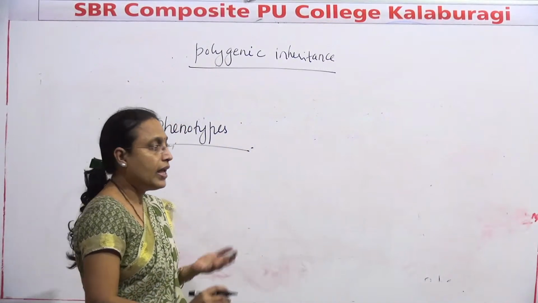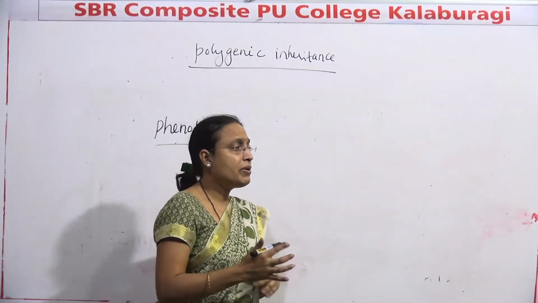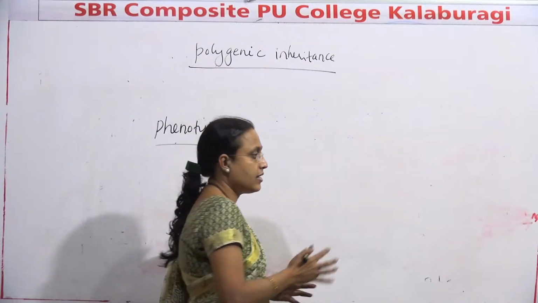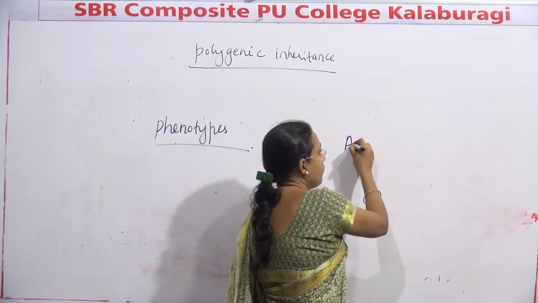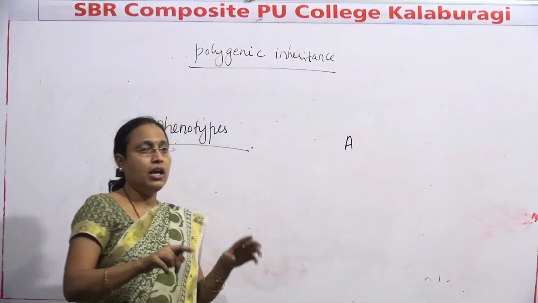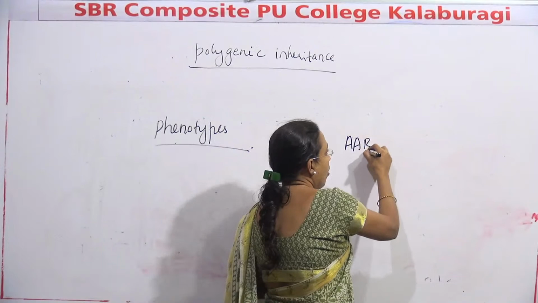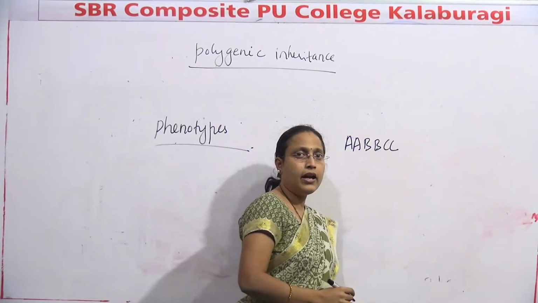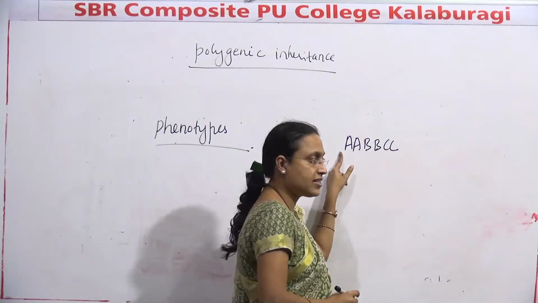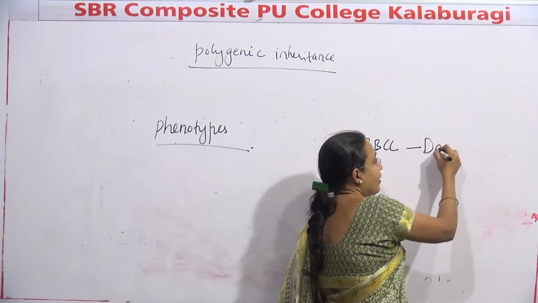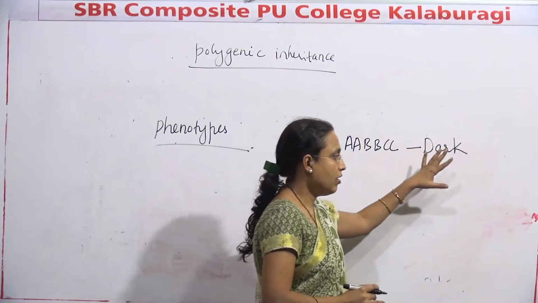How to identify? It depends on the number of dominant genes, dominant alleles. Let me say, not genes, dominant alleles. Now I shall give an example. If in that F2 generation Punnett square, you want to identify the phenotype, suppose all of the alleles are in dominant state. So if you count the total number of alleles, all 6 will be in dominant state, then the person's phenotype is going to be dark. So that is this phenotype.